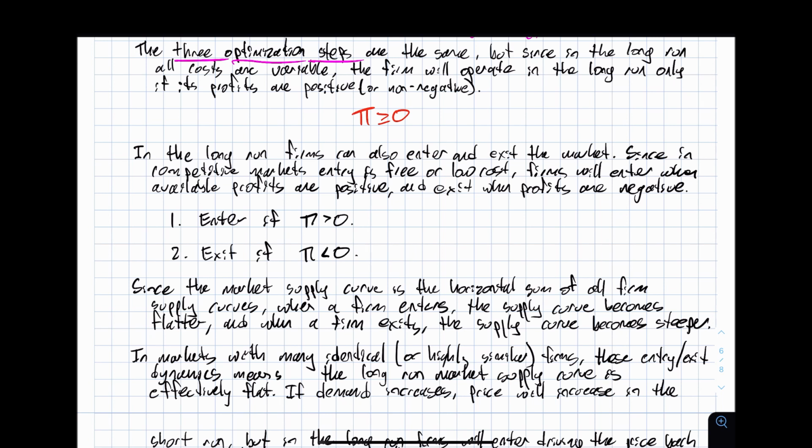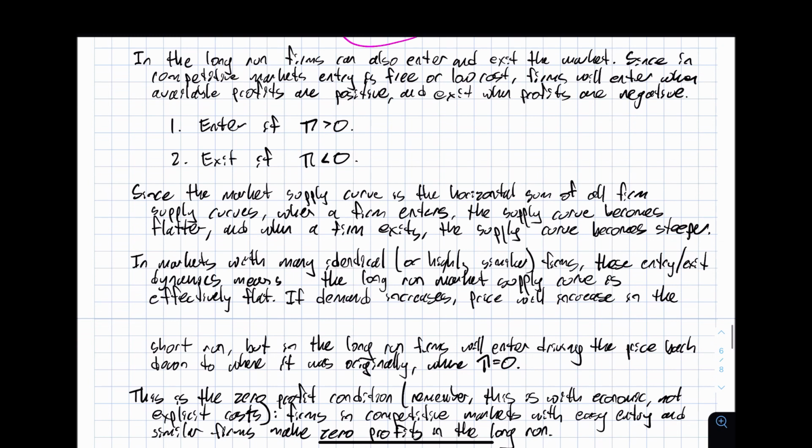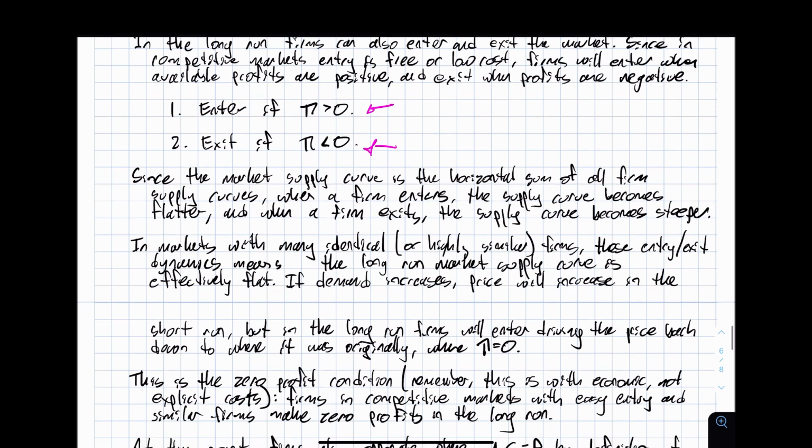So in the long run, the firm will operate only if their profit is non-negative. And firms will enter the market if there's positive profit to be had, and firms will exit the market if they're making negative profits. And of course, because we're in a perfectly competitive market, we're saying that there's easy entry and exit, or free entry and exit.